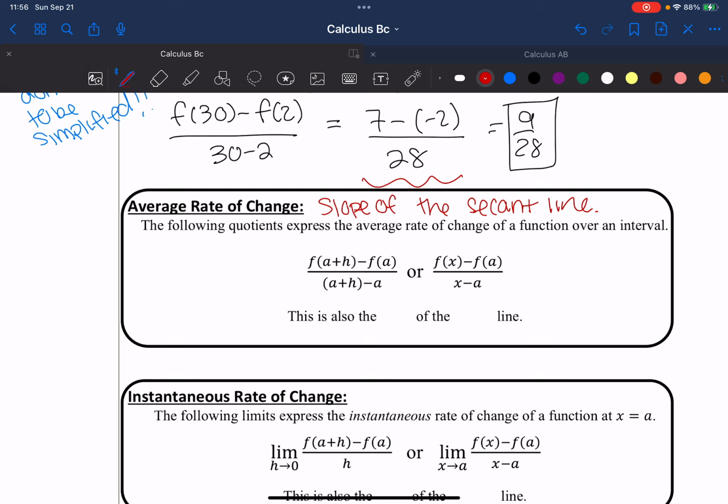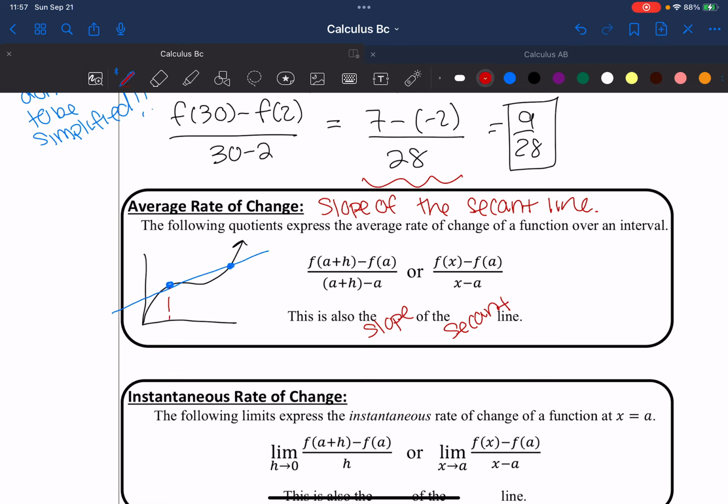Okay. The following quotients express the average rate of change of a function over an interval. So you could see it as f of a plus h minus f of a over a plus h minus a, or f of x minus f of a over x minus a. This is the slope of the secant line. Okay, so remember the slope of a secant line, we need 2 points to estimate the slope. So let's say we had our function here. Okay, this is our function f of x, and we are trying to approximate the slope using these 2 points. Okay, this is the secant line.